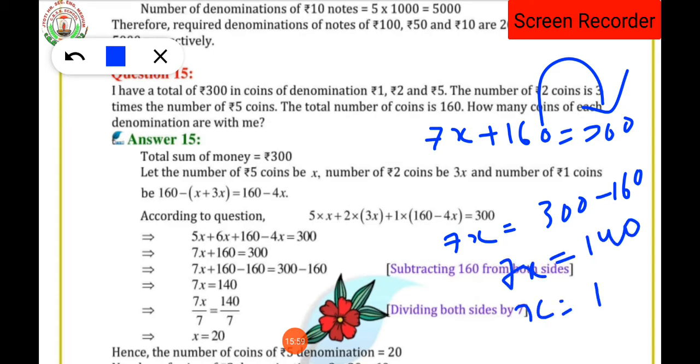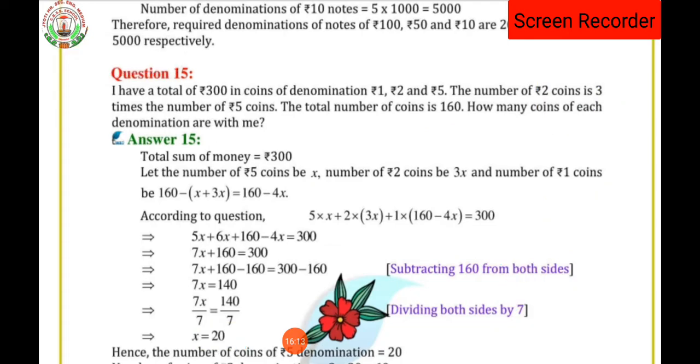Now x is equal to 140 divided by 7, isn't it? So here x is equal to 20, we are getting the value of x as 20. So what is x we are having? x is the number of 5 rupee coins.